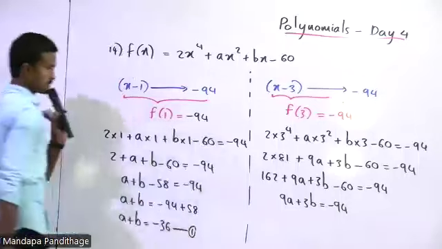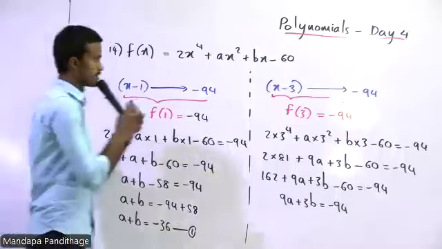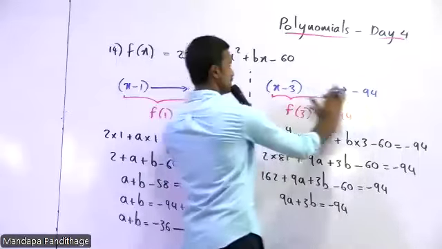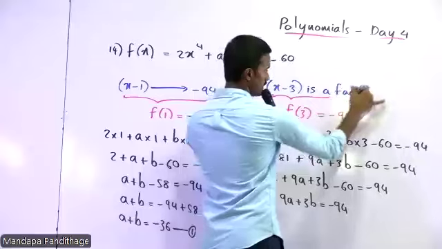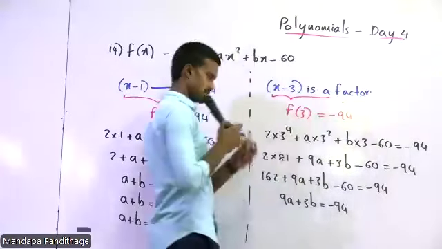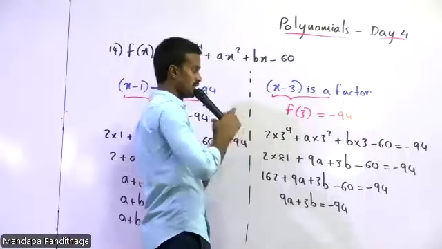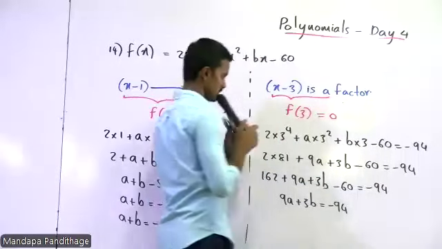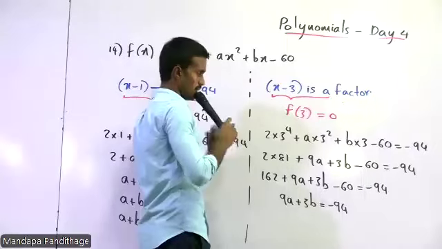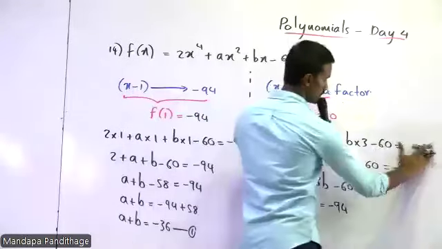Got it. So this one, x minus 3 is a factor. It's not the remainder, it is a factor. So when it is a factor, the factor theorem states that when you substitute 3, f(3) is equal to 0. Then this becomes 0.